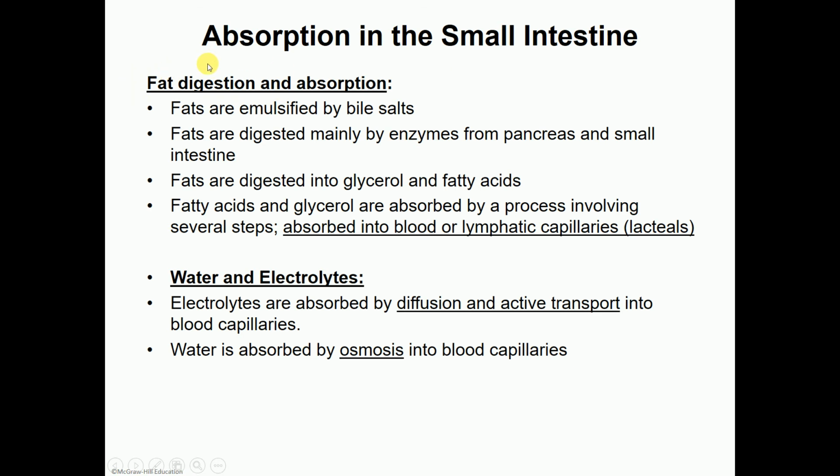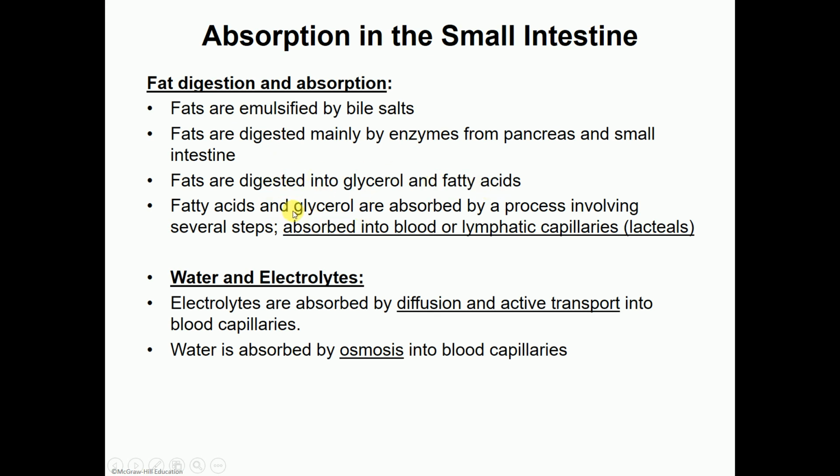Fat digestion is a little bit more involved. Okay, first off, we have to emulsify it through these bile salts. So bile salts don't really have enzymes, but again, they break down these bigger fat globules into smaller ones. And then fat is digested by enzymes coming from the pancreas, the lipases found in the pancreas and from the small intestine itself, into glycerol and fatty acids.